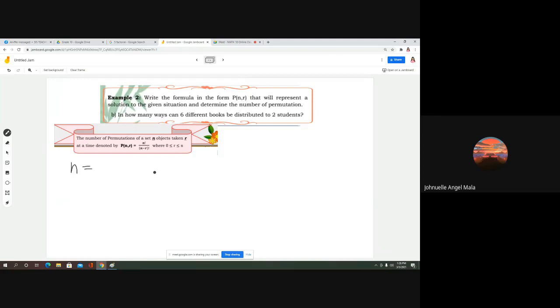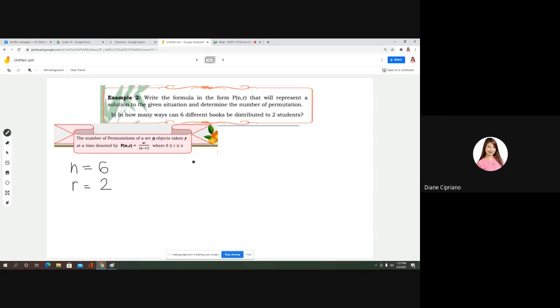Our n is the object. Object, 6 factorial divided by... N muna. So our object is 6. Okay, thank you so much for that. How about our r, Hans? 2 po, ma'am. Okay, 2.